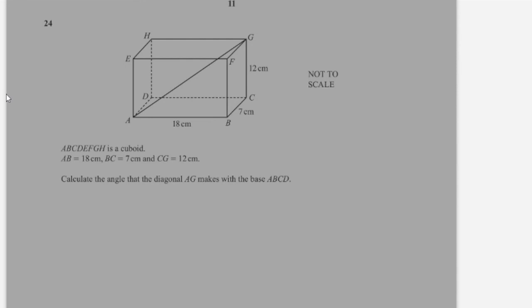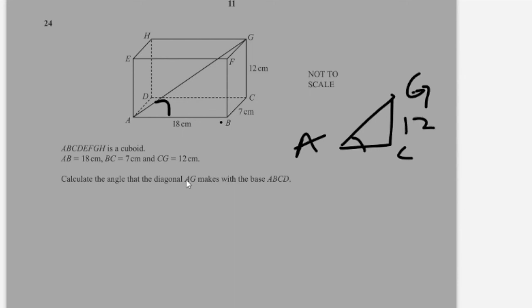Question number 4. A, B, C, D, E, F, G, H is a cuboid. AB is equal to 18 centimeters, BC is equal to 7 centimeters, and CG is equal to 12 centimeters. Calculate the angle that the diagonal AG makes with the base ABCD. So here we have this angle. Let me draw a triangle over here. So we have A, G, and C, and this is the angle we want to find out.